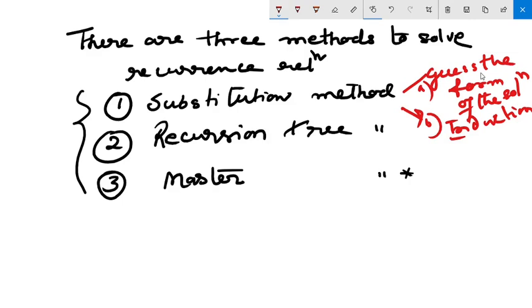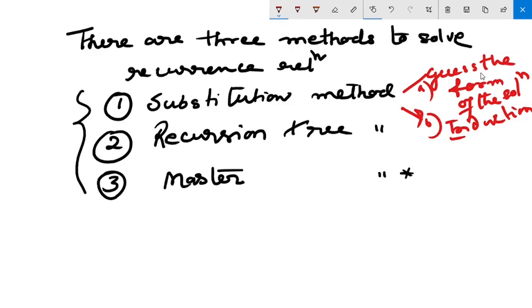So these two things are important for the substitution method. Guess the form of the solution. You have to guess the solution well ahead, and then you have to use the induction method. The induction method is what? For n equal to 0, n equal to 1, n equal to k, n equal to k plus 1, and finally show that whatever you have guessed, that solution is working. That method is called the induction method.